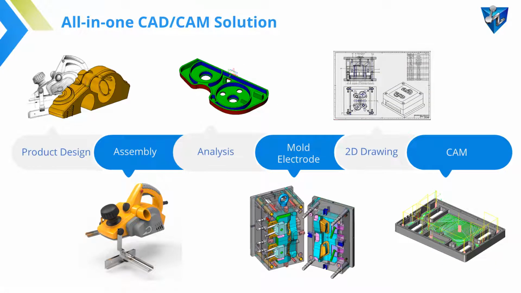What is all-in-one solution? As you can see on this page, all of this can be implemented in our software. You can do the product design here. After that, you can assemble them with our assembly module, and we have a lot of tools to check if your product design is reasonable. Because it is all-in-one solution, it can be related to the mold design as well as electrical design, 2D drawing, and the CAM. With all-in-one CAD/CAM solution, users will spend less time in studying and less money in software procurement, and more importantly, it will help users significantly reduce the risk of data loss.